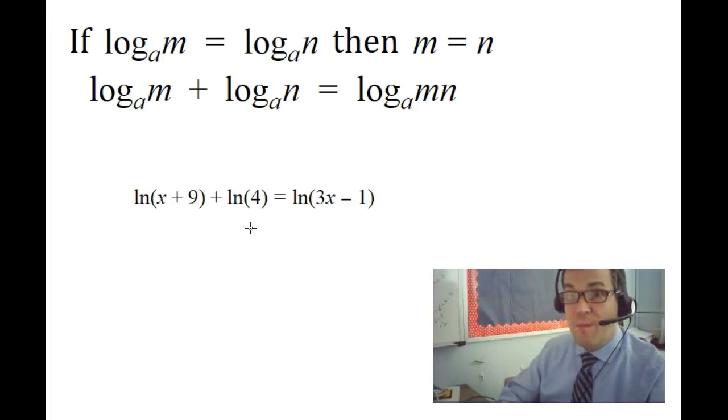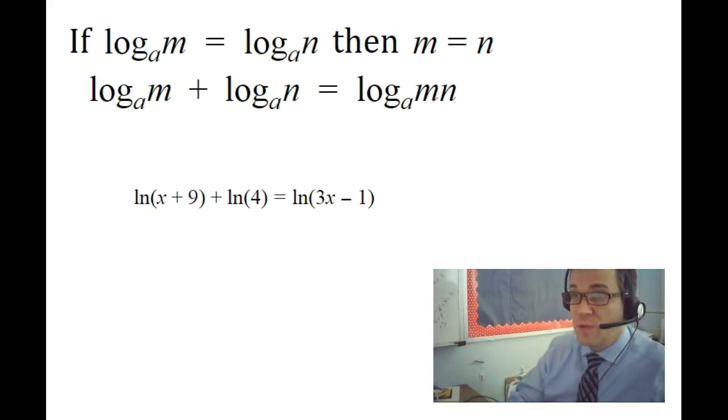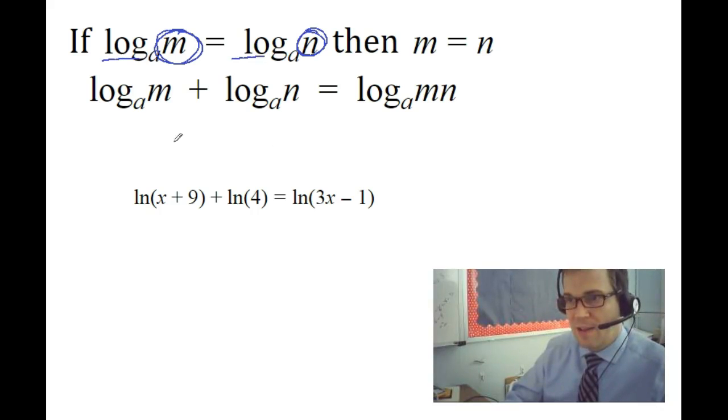In this equation, we have multiple logs going on, but everything has a log on it, and all those logs have the same base. So we're actually not going to have to change forms. We are going to still use the idea that if we have log base A of something equal to log base A of something else, then these inner things have to be equal. But the problem is we have multiple logs going on, and we need to have just one log on each side to set these inner pieces equal to each other.